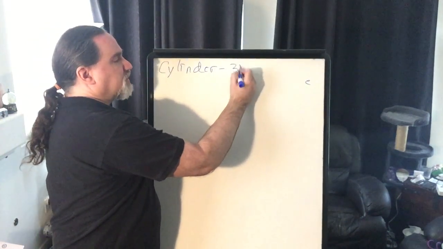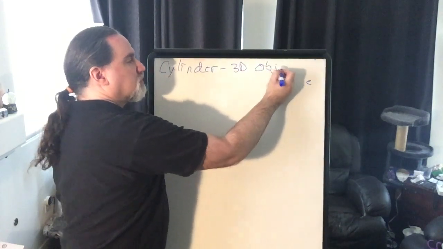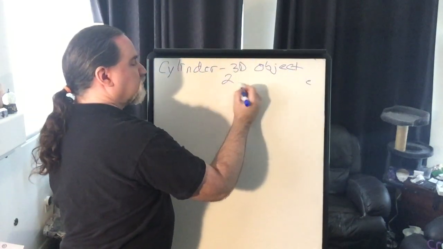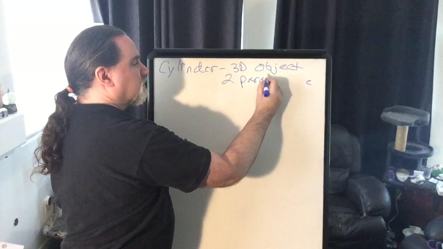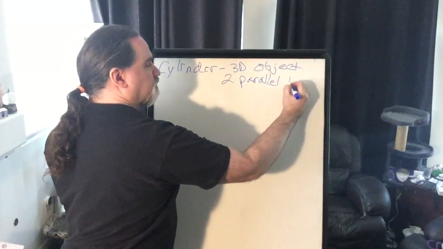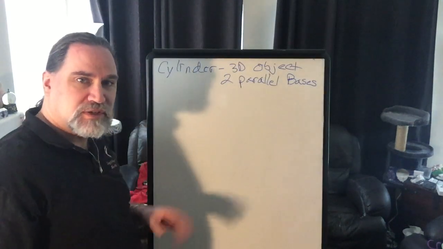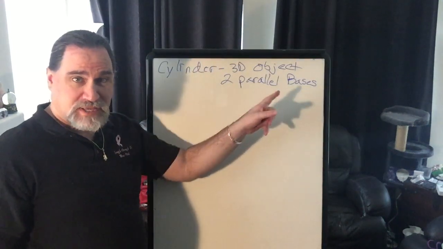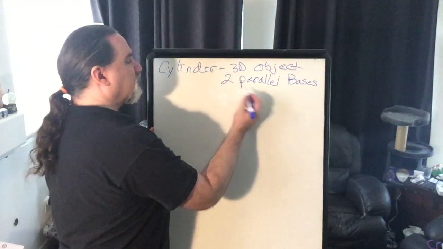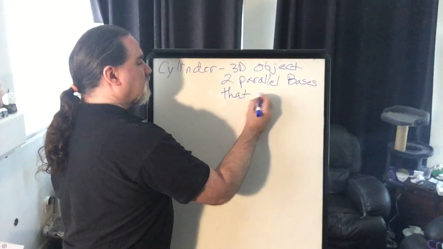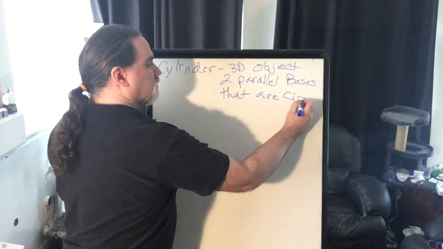A cylinder is a 3D object with two parallel bases, and there's that capital B that we saw in the last lesson, because we're going to be talking about its area, and capital B tells me area. Two parallel bases that are circles.